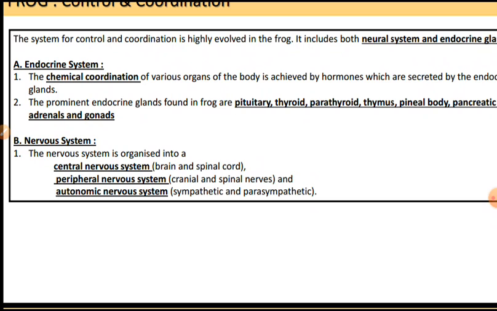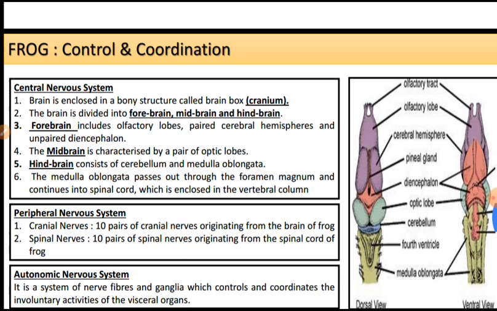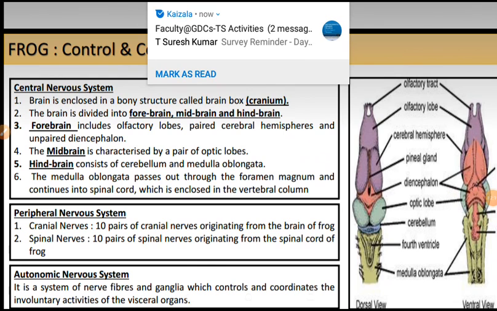First one is the central nervous system, which is located in the center. What are the main parts? Brain and vertebral column. These are the two parts present in the central nervous system. The brain is enclosed in a bony structure called the brain box, also known as the cranium.